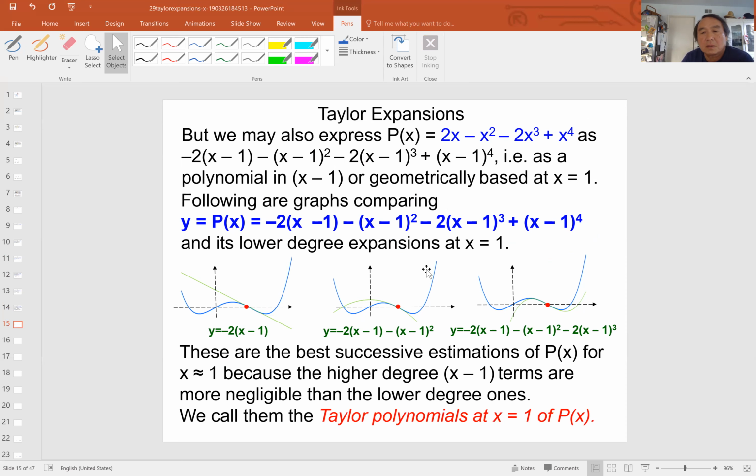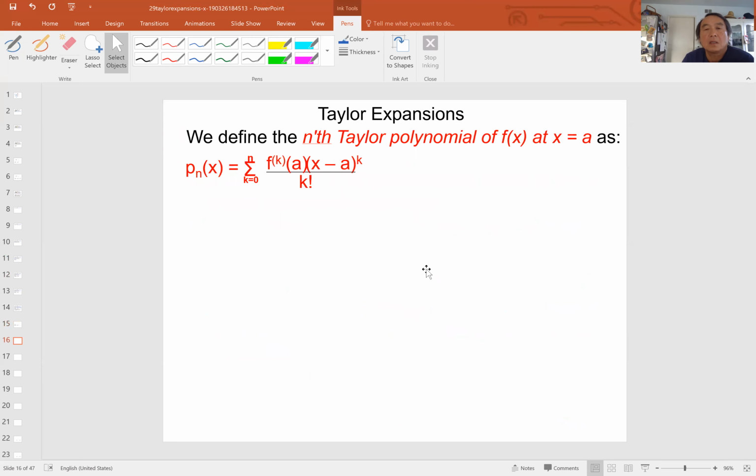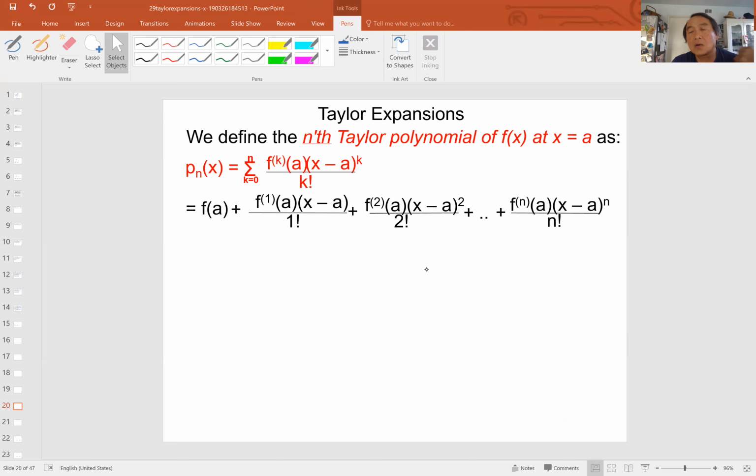And we call this the Taylor polynomial at x equal to 1 of the original function. Okay. And here's the formula of the Taylor polynomial: how do you create a Taylor polynomial based at a, which is a polynomial in the expressions of x minus a. And the reason is exactly the same as before for the Maclaurin series.